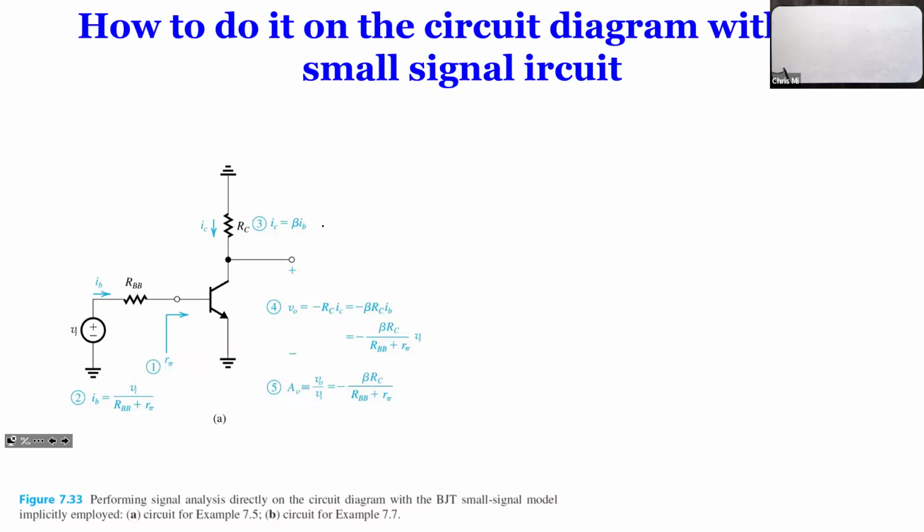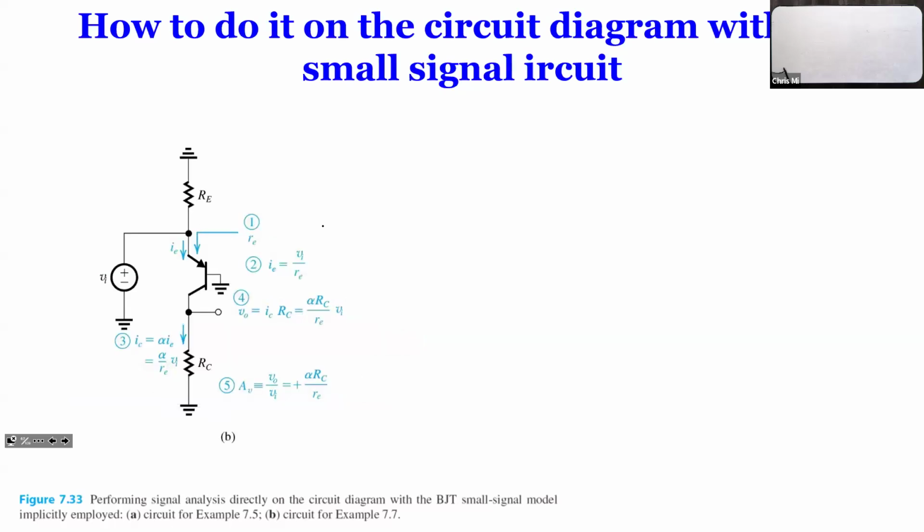And this is basically the one that we saw earlier with RBB. Remember the one that we just had an example before the last example, right? So this is sometimes a simple procedure to do that. And this one, same thing. If you do the current analysis, step 1, find IE. So IE is VI over RE. Step 3 is find IC, which is alpha times IE. And step 4, find VO, right? And step 5, find AV here. So if you plug in this number, this is actually GM.